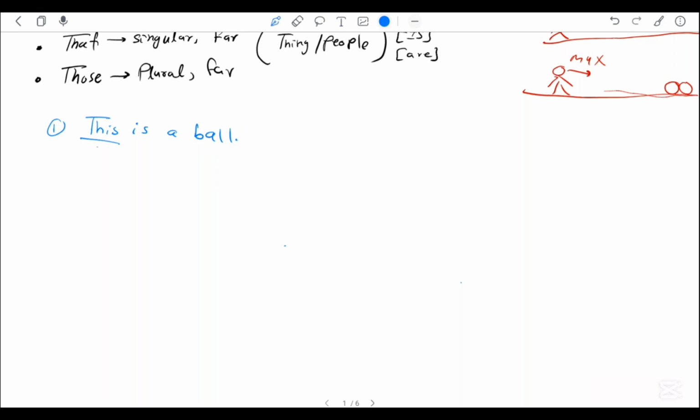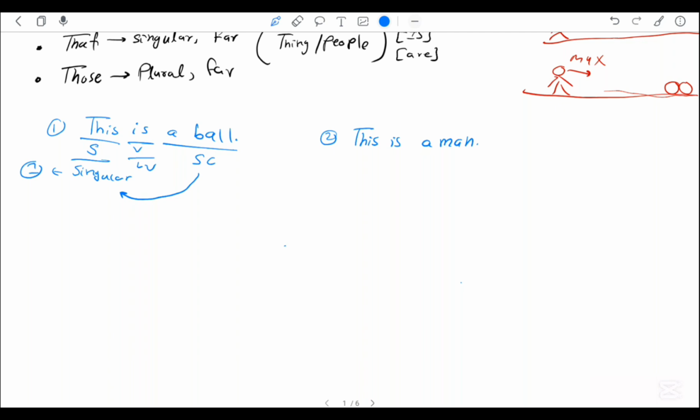So this here is the subject. It is singular because it's one. Singular means one. And is is the verb. This is the linking verb. We talked about the linking verb. A ball here is a subject complement. And based on our lessons that we had in the past, the subject complement talks about the subject. Another sentence, number two, for this will be: this is a man.